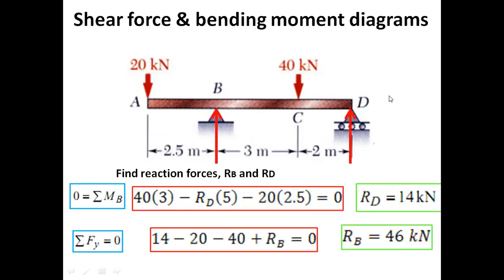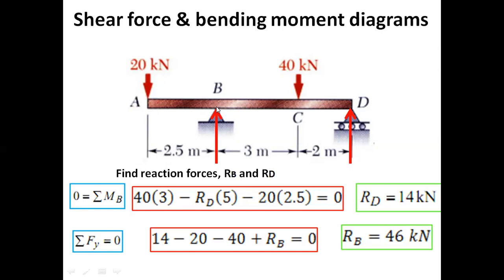The objective is to draw the shear force and bending moment diagrams for this beam. First of all, we have to find out the reaction forces. The external loading on the beam is in the downward direction, so we are expecting that the reaction loads RB and RD would be in the upward direction. We have to use the conditions of equilibrium to find the reactions: sigma Fy, summation of all forces, must be equal to 0, and summation of all moments must be equal to 0.